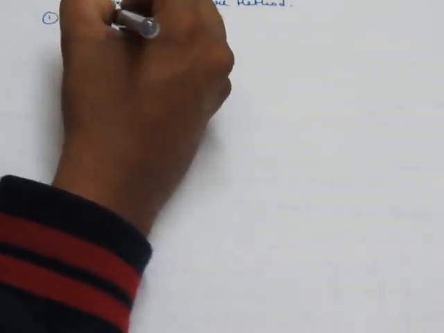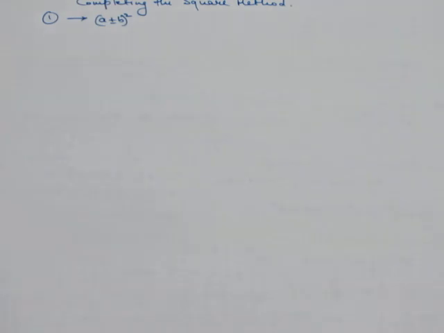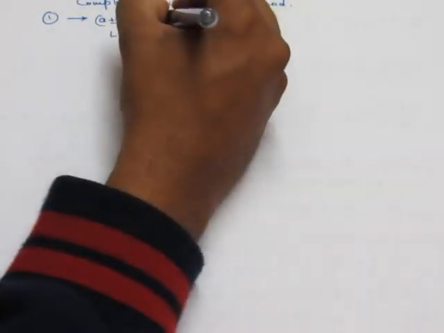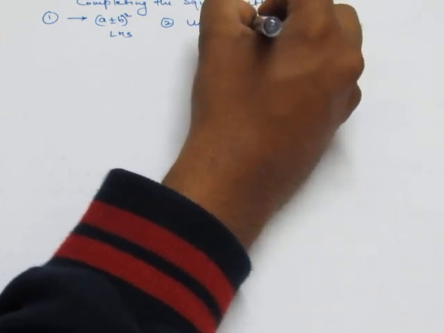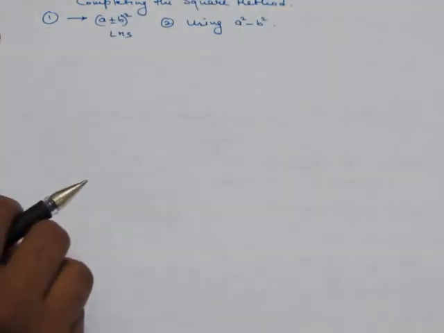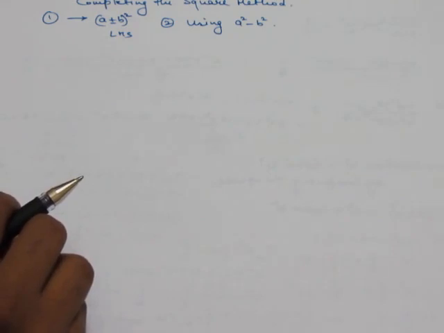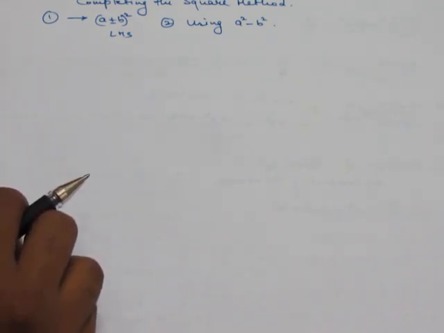So as we saw in the last class, this method has two steps. The first step is converting my quadratic equation into the form (a plus minus b) whole square on the LHS side, and my next aim is using a square minus b square to factorize. Everyone knows that, right? In the last class you saw this.